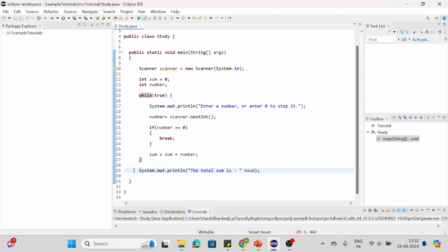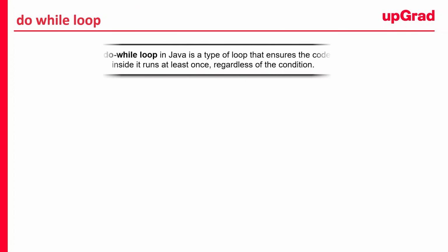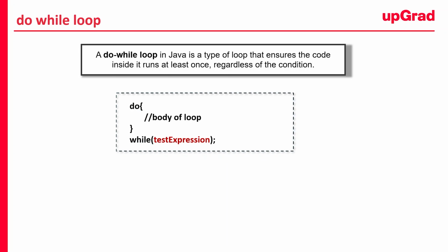Now let's move forward and understand another important concept, which is the do while loop. A do while loop in Java is a type of loop that ensures the code inside it runs at least once, regardless of the condition. The key difference between a do while loop and a while loop is the order in which they check the condition. This is the syntax basically. First there is a do, then there is a while, and test expression means condition. You don't need to get confused about that. Test expression means the condition itself.